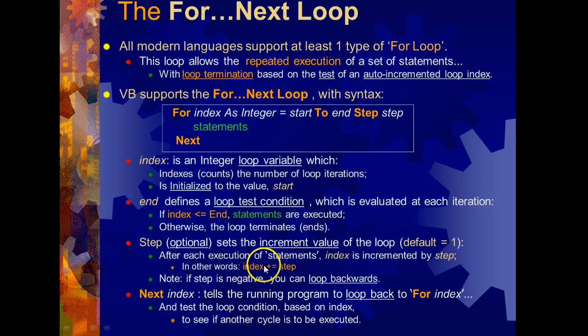Remember that? Note, if step is negative, you can loop backwards. So you could put negative values in here. Suppose you did 10 and 1, so start was 10 and end was 1, and you said negative 1 was the step, it would go 10, 9, 8, 7, 6, 5, 4, 3, 2, 1. Okay? Next, this one here tells the running program to loop back to for index and test the condition of the loop based on index to see if another cycle is to be executed.